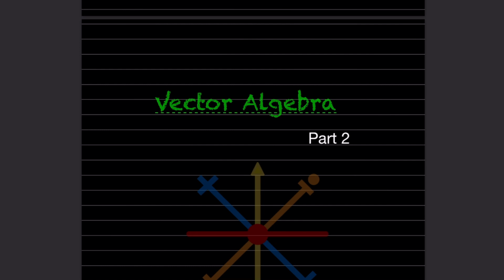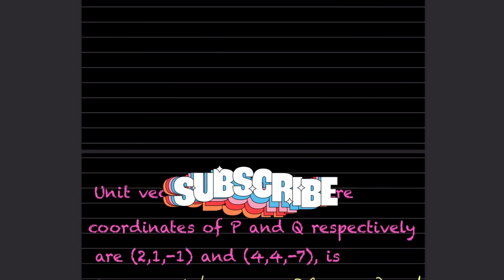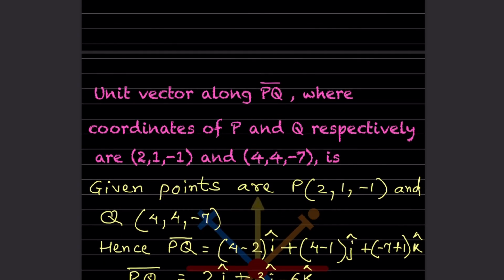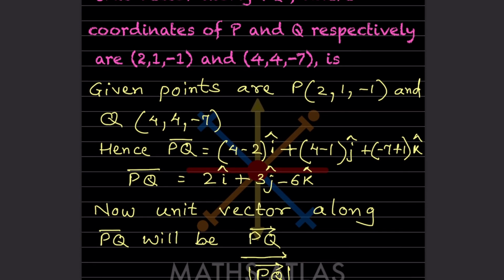So today we are going to do part 2 of the vector algebra, the partial equations of this one. Here we have to find the unit vector along PQ, where the coordinates of P and Q respectively are (2, 1, minus 1) and (4, 4, minus 7). So this is given, and we have to find the unit vector along PQ.